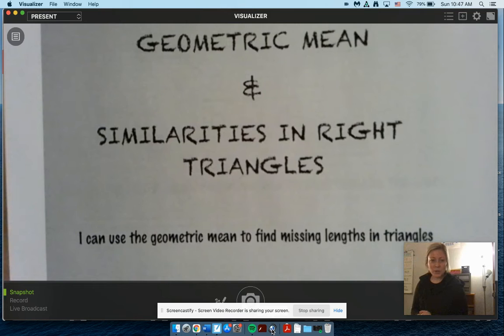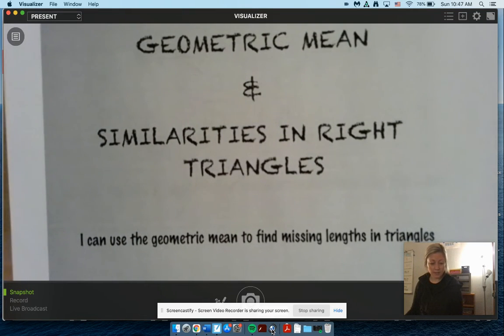So we are starting our next chapter. The heart of it is trig, but we start off with this other little lesson on geometric mean and similarities in right triangles. Kind of long story short, this whole chapter is about finding missing sides and angles in right triangles. So that's why we can tie this lesson in with the rest of the chapter. Bear with me. It's kind of goofy, kind of weird. You might not like it. But that's that. So geometric mean and similarities in right triangles.